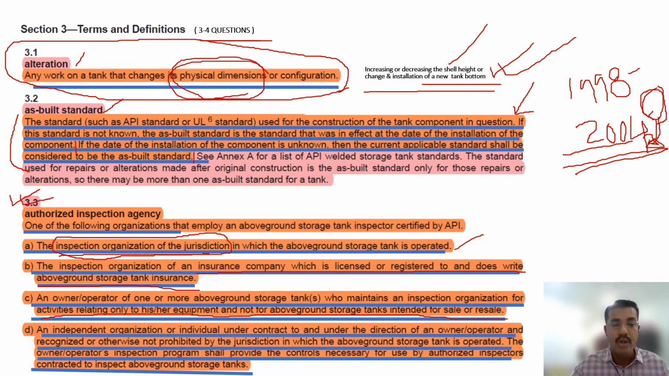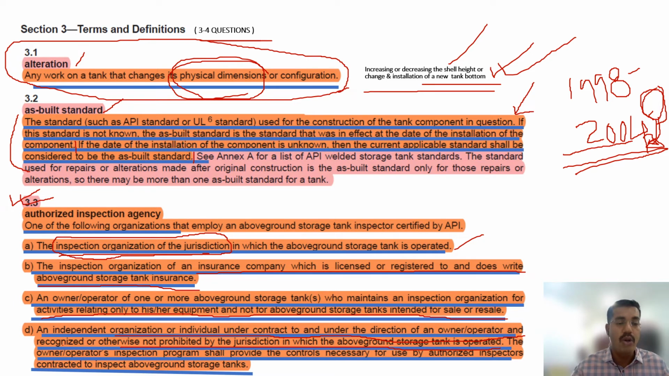Fourth, an independent organization or individual under contract to and under the direction of the owner or operator and recognized or otherwise not prohibited by the jurisdiction in which the above ground storage tank is operated. The owner and operator gives the direction or authority to that independent organization, and it is not prohibited by the local body. Then they can be an authorized inspection agency.